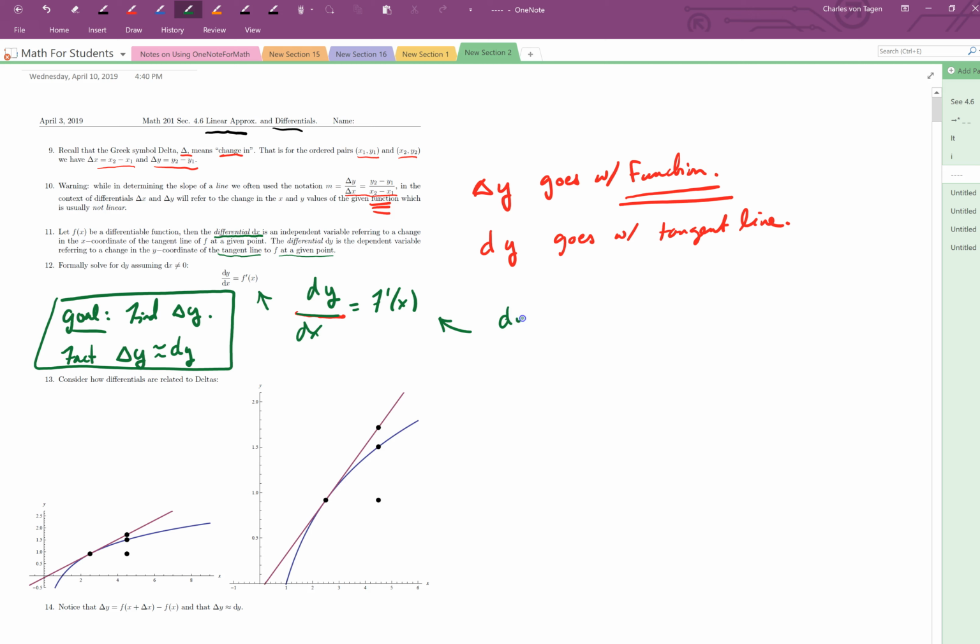So I'm going to say that differential y, if I multiply both sides by differential x, then I get that differential y is equal to f prime of x times differential x. And this is going to be the way we calculate differential y. Using this notation right here, we'll calculate differential y, and then we make the conclusion that differential y is close to delta y.